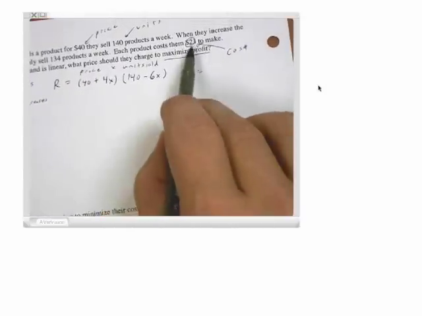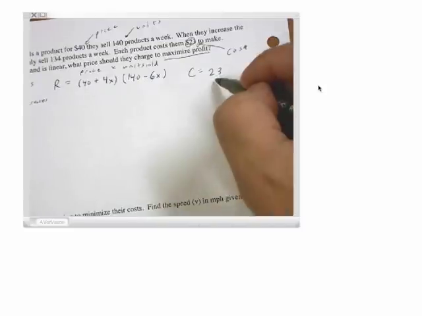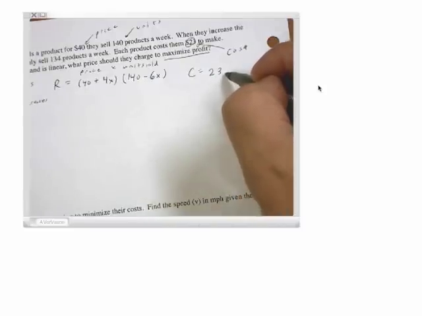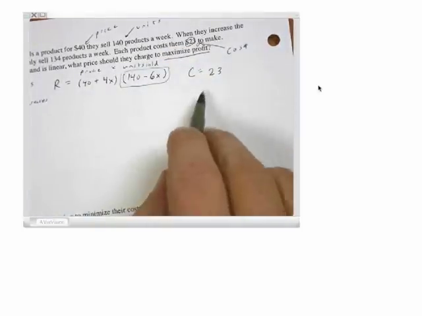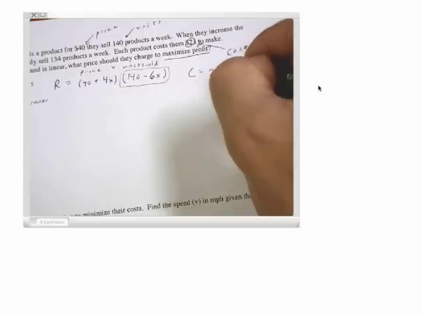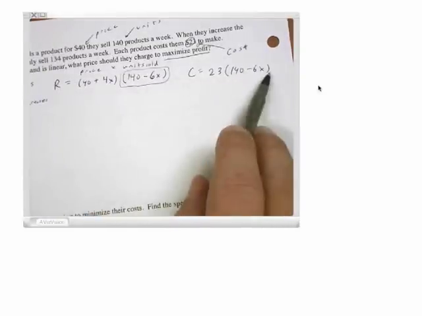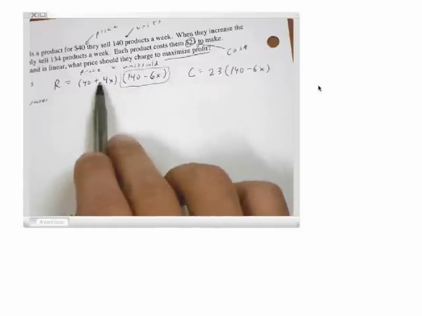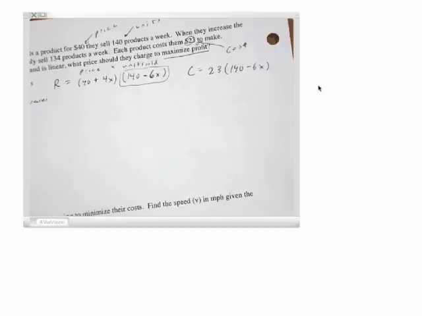Now the cost equation. It costs me $23 for each product that I make. Now here's the kicker. You've got to make sure here that you don't just do 23 times x, because x, remember, is not the number of units that we're selling. The number of units we're selling is this. So the cost is going to be 23 times the number of units sold, which is the 140 minus 6x. So that's going to get used twice in this problem. The number of units sold times the price is the revenue. The cost per unit sold, 23, times how many units sold.